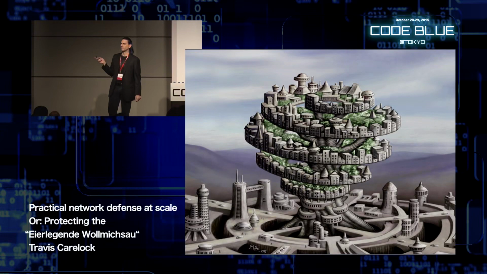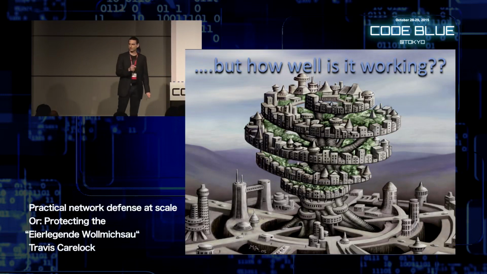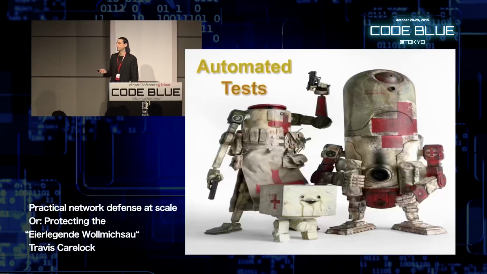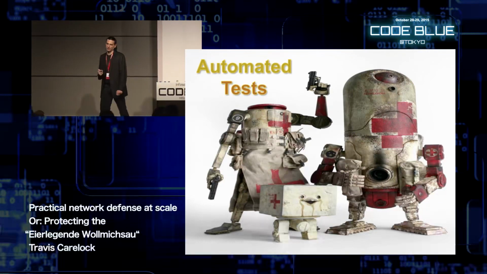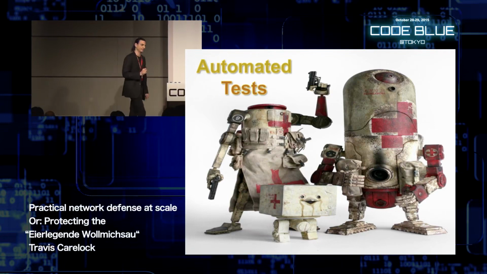So it looks pretty good, but how well is it working? How do you know if you should have gotten an alert? If you didn't get one, how do you know if it should have happened or not? Is your system working? Think about creating an automated test spot suite. Think about creating a safe automated test spot suite, because we're talking about production here.